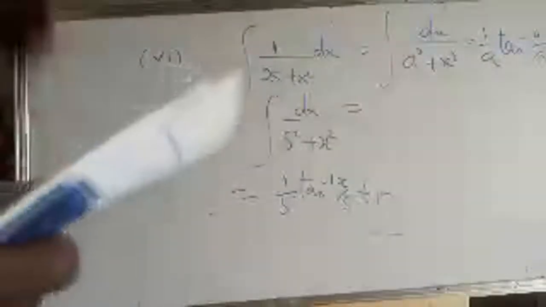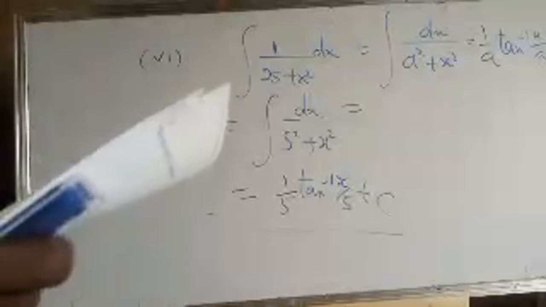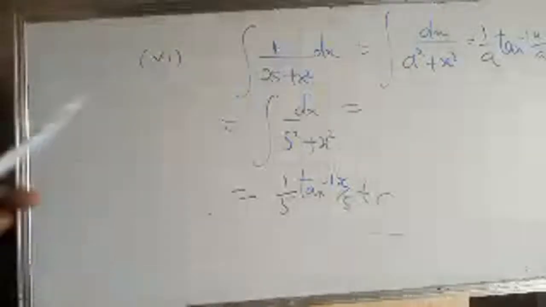Using the standard form, the result is 1 all over a arc tan of x all over a plus c. If a squared equals 5 squared, your a is 5. So this one will be 1 all over 5 arc tan of x all over 5 plus c. If you come across this type of question in the exam, they are cheap questions. Once you know the standard forms, you don't have to have problems there.